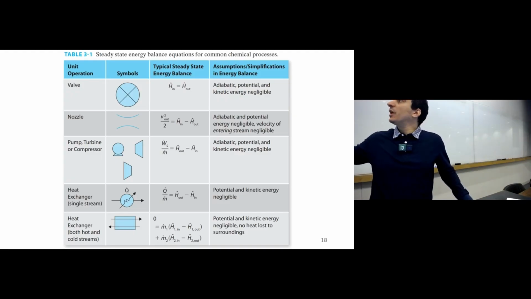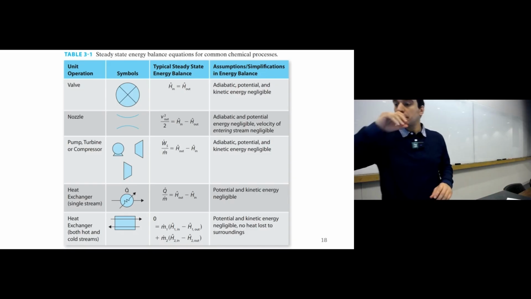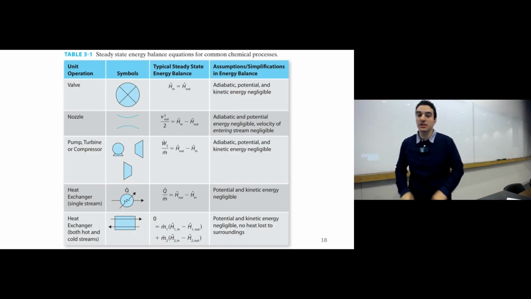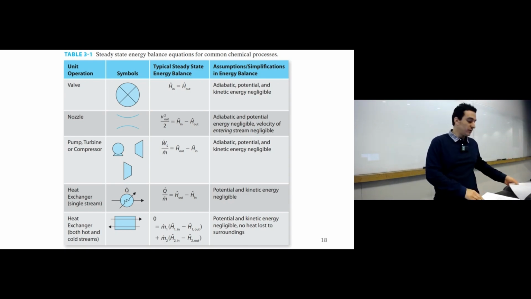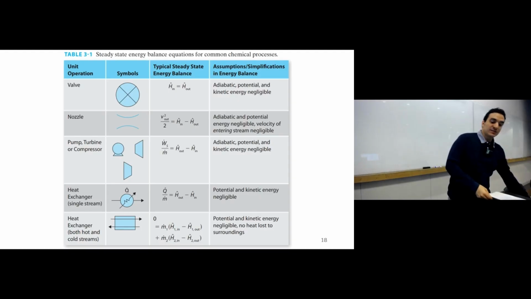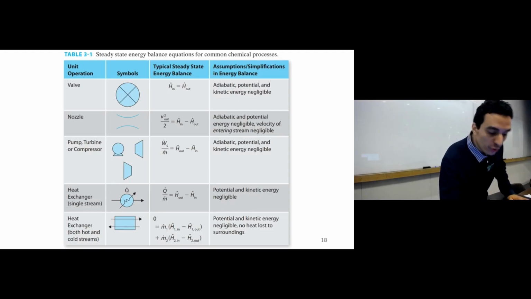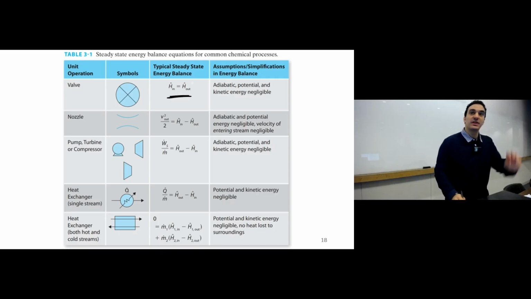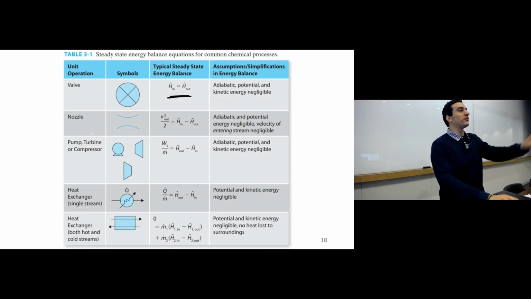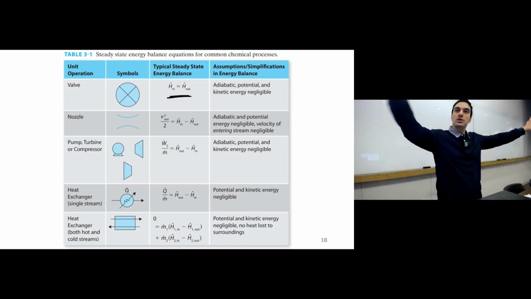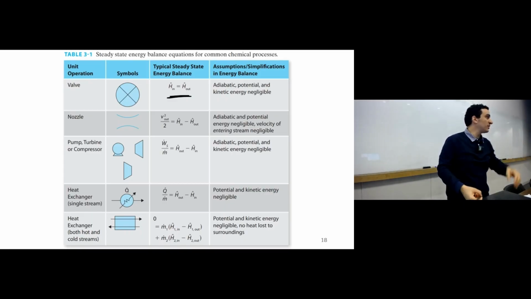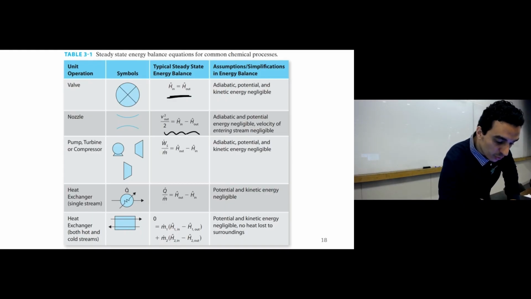Now the last part in this chapter, we have this table. In this table, they applied the energy balance equation for different chemical processes, and this is the summary of the equations. So if you are solving an example on a valve, you should expect this to be the final form of the energy balance equation for the valve, that the inlet enthalpy equals the outlet enthalpy. If you have a nozzle, for example, nozzle was the first example we solved, after you write the whole energy balance equation, try to cancel whatever terms you can, and you will end up with this equation here.